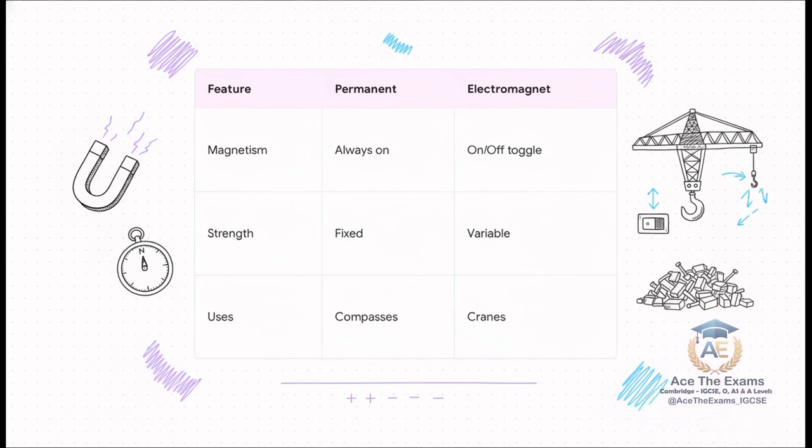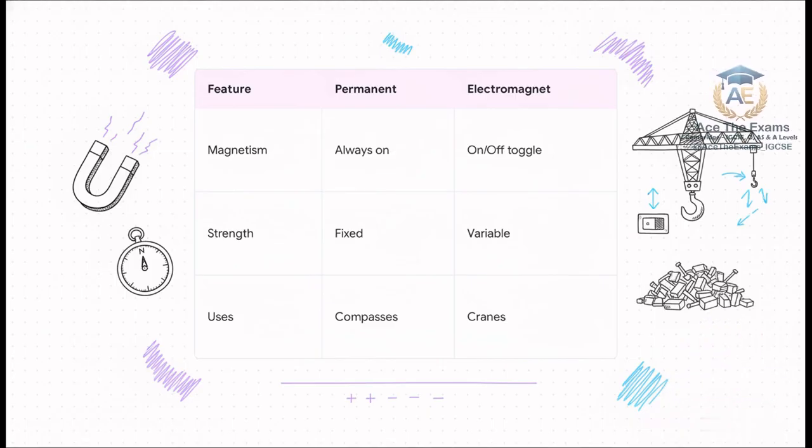Look at the chart. Imagine the examiner gives you a complex scenario where a recycling factory needs to move massive, heavy steel cars across a yard. But, and this is the key, they need to physically release the cars once they are in position.